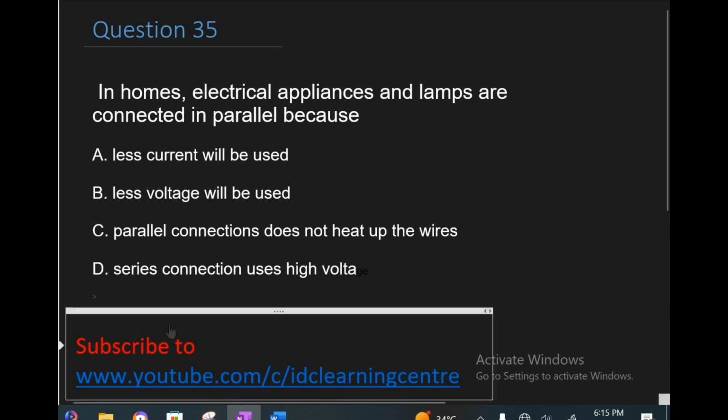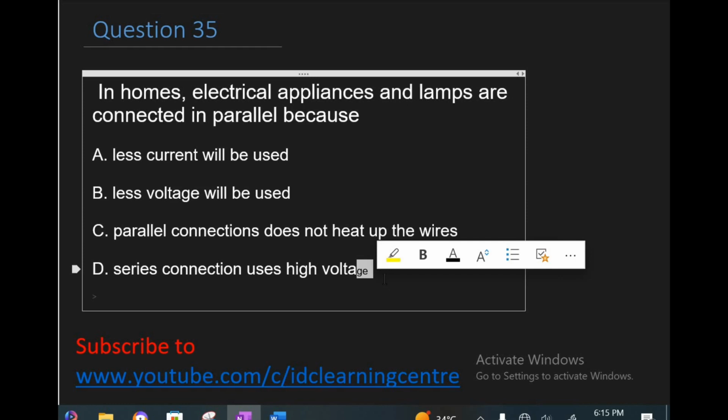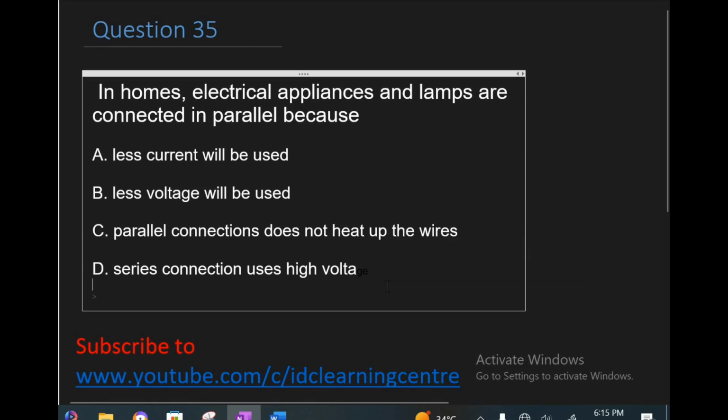Alright, so this is voltage. Sorry, it's not very clear here. Right, this is voltage, and that is the correct answer. The reason why electrical appliances and lamps are not connected in series is because series connection uses high voltage. Instead, they are connected in parallel.